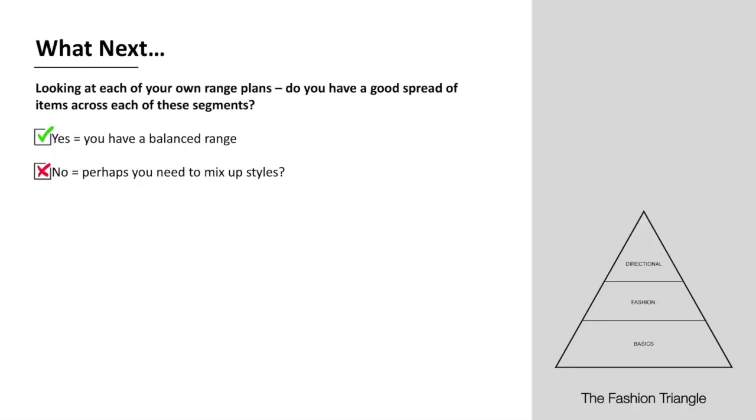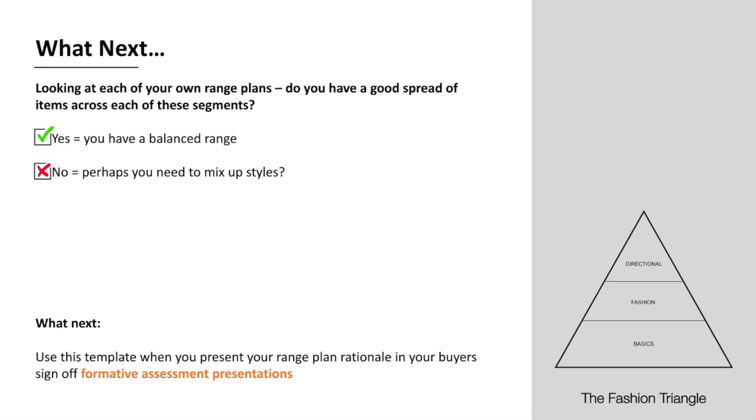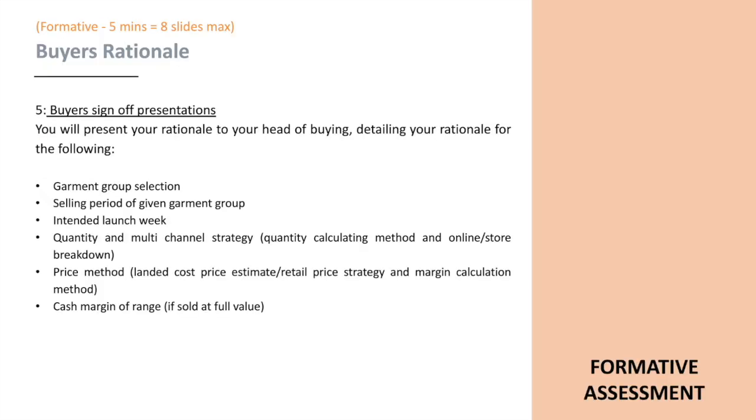So looking at each of your own range plans, ask yourself, do you have a good spread of items across each of these segments? Yes, that's fine, then you have a balanced range. No, perhaps you need to mix it up a little, or add in some new styles and choose some new CADs. So again, you can use this template once you complete your range, and you can use it in your sign off at formative assessment.